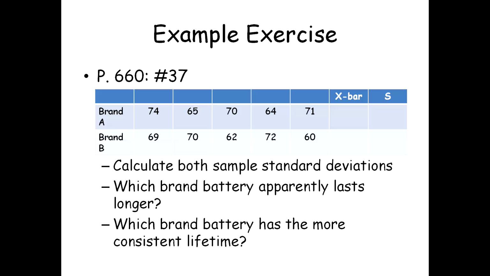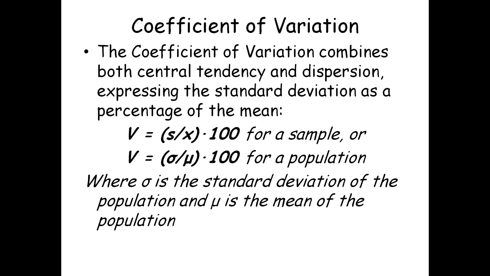So we can't only concern ourselves with the mean, but we also have to look at the standard deviation. In addition to this, we need to look at another calculated component called the coefficient of variation. This combines both central tendency and dispersion and expresses the standard deviation as a percentage of the mean. This is described further at the bottom of page 658.